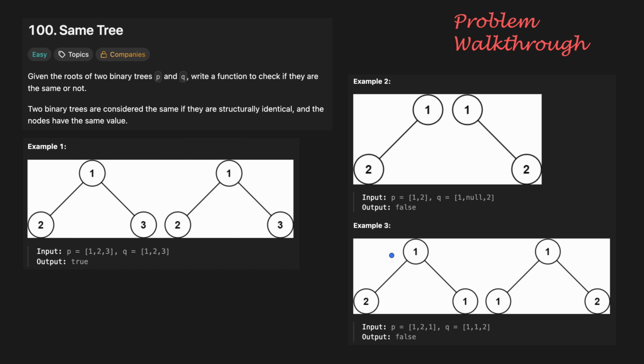And finally, in example 3, the structure is same. Both roots have a left and right child. However, the values don't match. The first tree has a left child with value 2 and a right child with value 1, while the second tree has a reverse. So because of this, the values corresponding to nodes are not equal and hence the trees are not identical. So we return false.